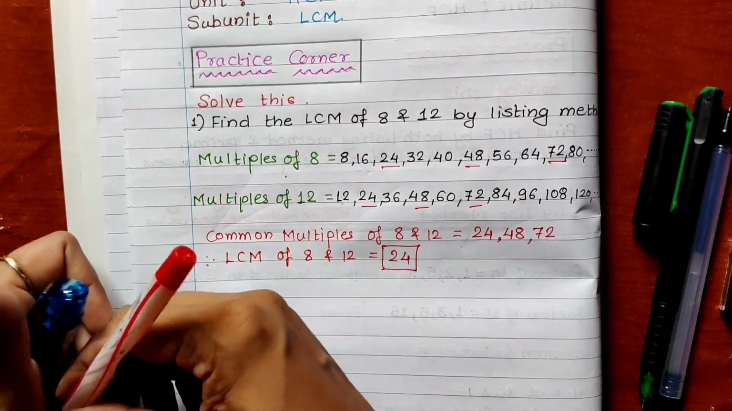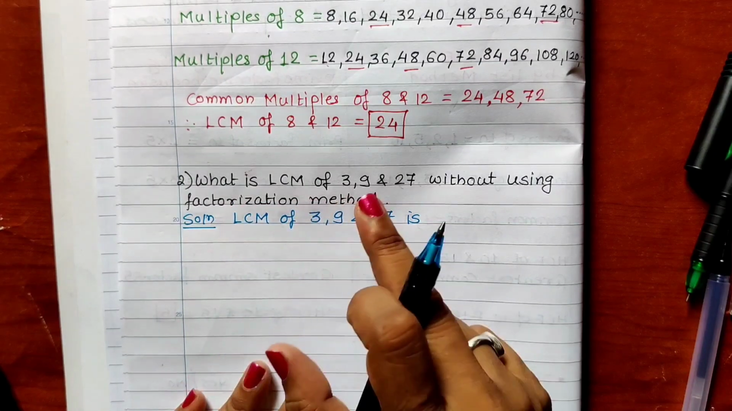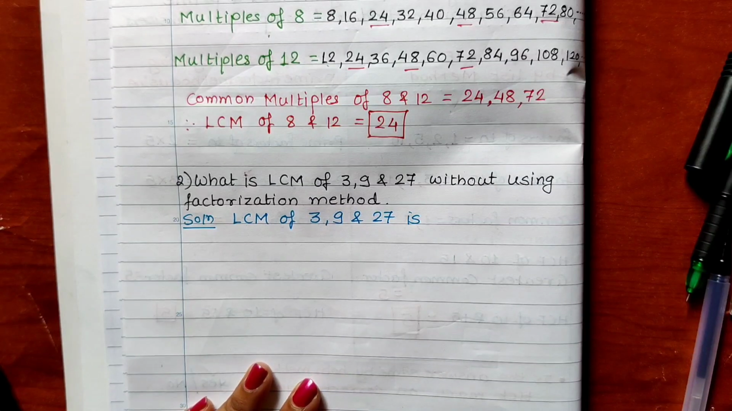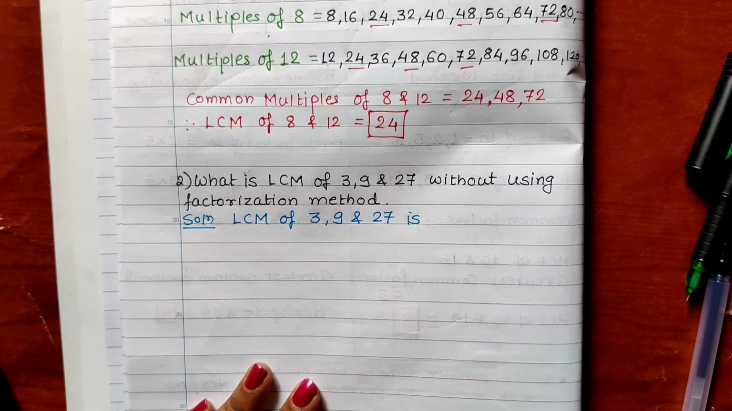Now let us see this. What is the second question? Second question is, what is LCM of 3, 9, 27 without using factorization method? We don't have to use factorization method. We don't have to use listing method. We don't have to use division method. That means what we have to do here? We have to write direct answer. How we can write direct answer? You must be thinking that, na? But in such type of sums, you can write direct answer also.